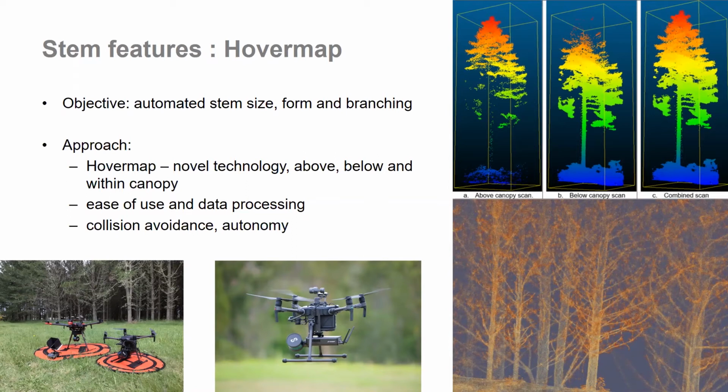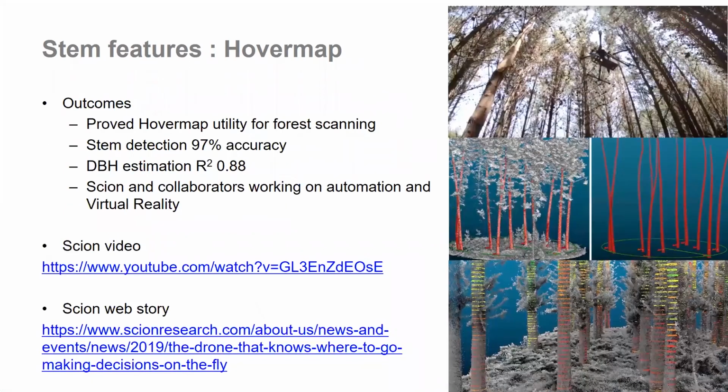And so the approach here was to use the Hovermap, which is a laser scanner recently developed in Australia. And it's illustrated here mounted to UAVs, but it can also be handheld, backpack mounted, vehicle mounted, so quite a versatile tool. And in this case, we were looking at data collected by scanning below canopy, illustrated at the bottom right there. In our results, we proved that the device is a very effective tool for forest laser scanning.